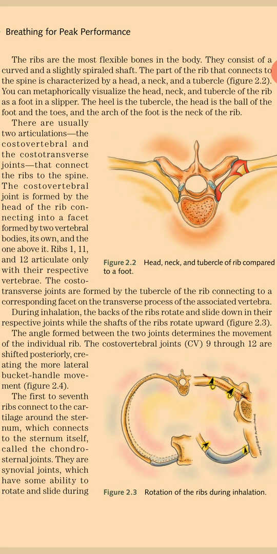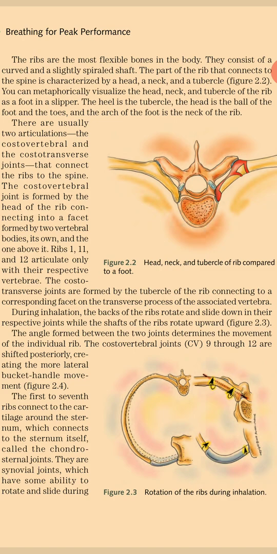of the associated vertebrae. During inhalation, the backs of the ribs rotate and slide down in their respective joints while the shafts of the rib rotate upward. The angle formed between the two joints determines the movement of the individual rib. The costovertebral joints 9 through 12 are shifted posteriorly, creating the more lateral bucket handle movement.